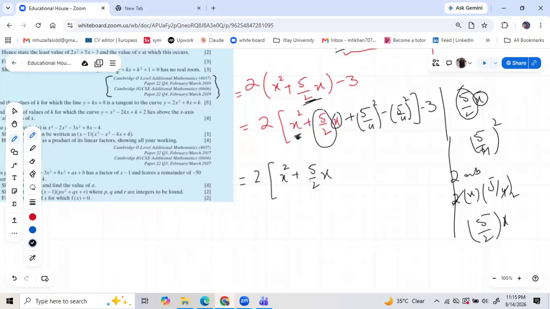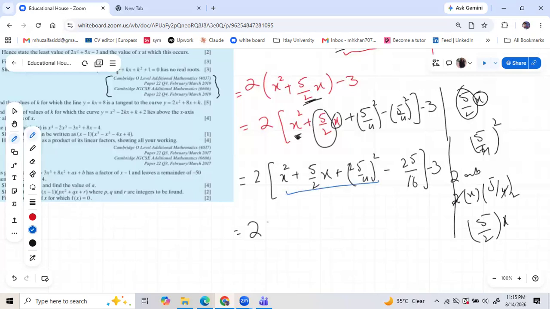Okay, okay. So 5 over 2, this is plus, and why are we writing it in square format? This is 25 over 16, minus 3. So look at it here.